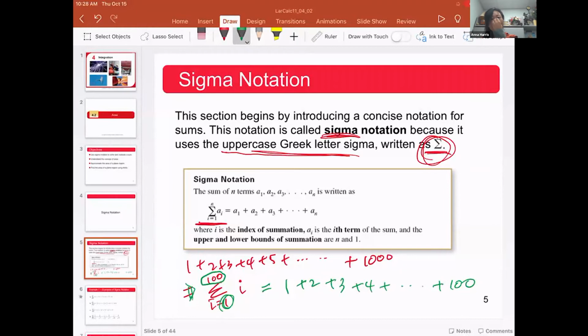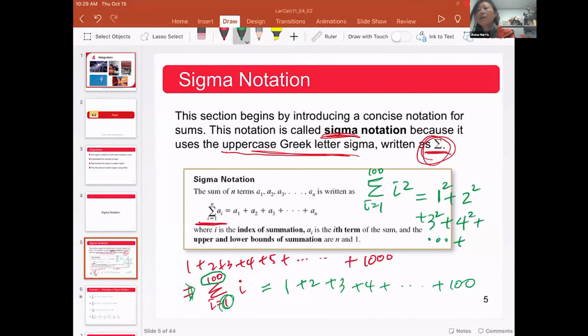The uppercase Greek letter sigma means addition, addition of each term. For example, if I give you sigma, i equal to 1 to 100, of i squared, what does that mean? That means the first term squared, plus the second term squared, plus 3 squared, 4 squared, and I'm going to keep going.